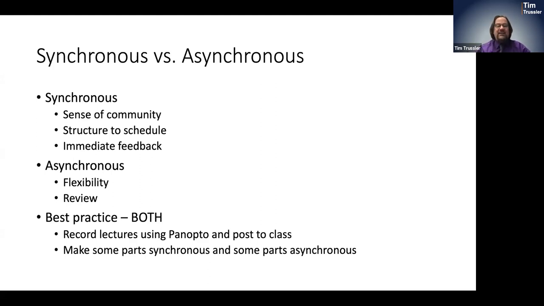The best practice we recommend is both. So if you're doing a Zoom session or a lecture, record it using Panopto. Here's that ad for that 7:15 training on Thursday, which will also archive it. Record the lecture, and then post it to the class so that they can do it. Also make some parts synchronous that lend themselves to that, and make some parts asynchronous, okay?